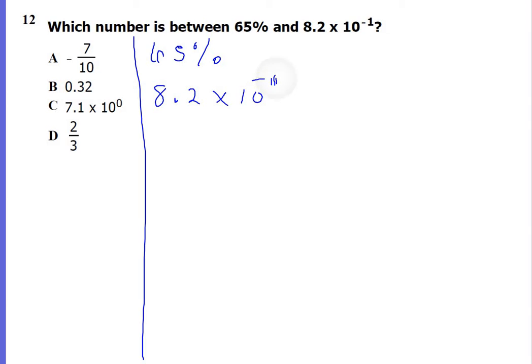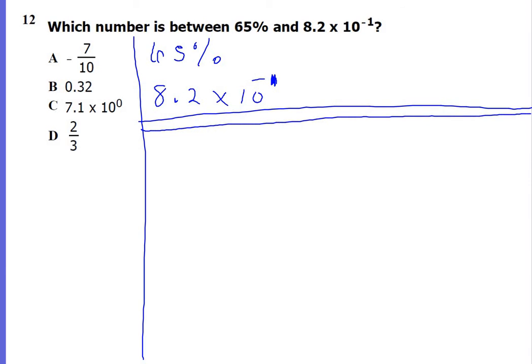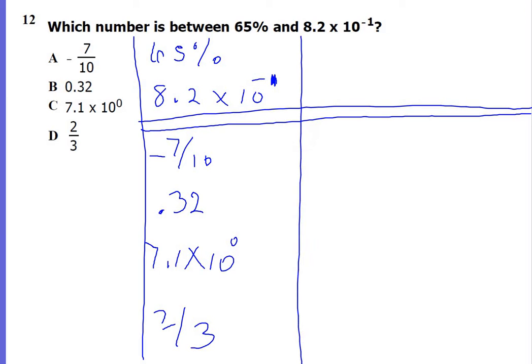Okay? That's a 1. I know it doesn't look like 1, but it is. Then I'm going to draw a line because I'm going to put my other numbers next. I'm going to put a negative 7 over 10. I'm going to put a 0.32, 7.1 times 10 to the 0, and 2/3. And I'm going to draw lines. This is my decimals. This is my percents.